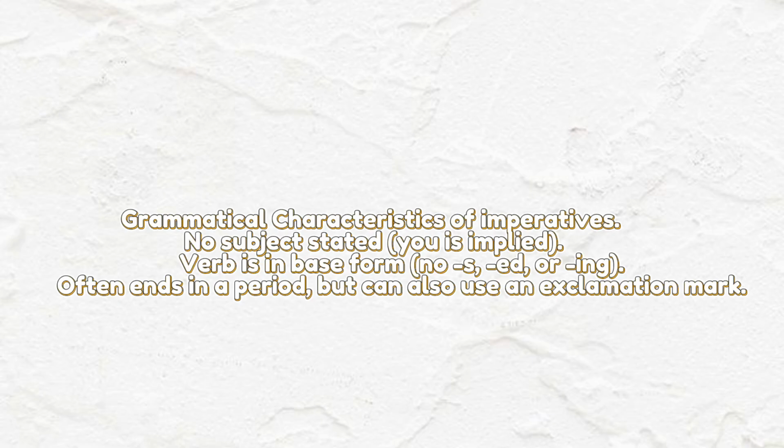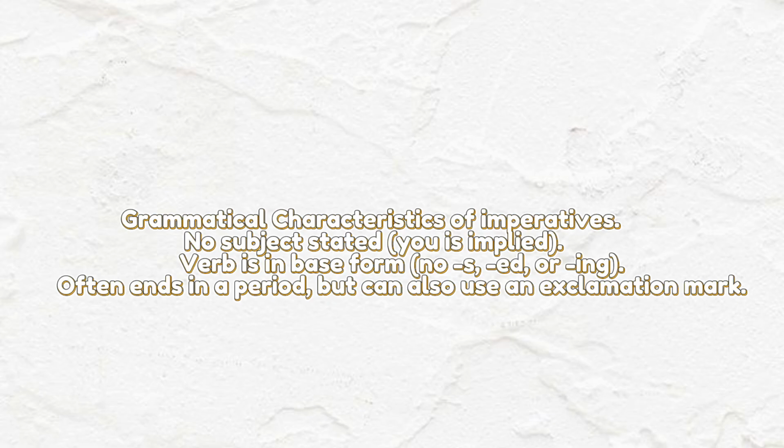Offer: have a seat. Now, let us look at some grammatical characteristics of imperatives. The first one on the list: no subject stated, you is implied. In other words, when someone gives a command, a request, or instruction, they are speaking directly to the listener, even though the word you does not appear in the sentence. The subject is implied, not expressed.